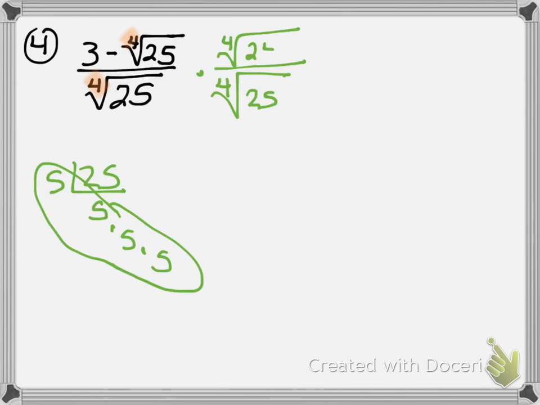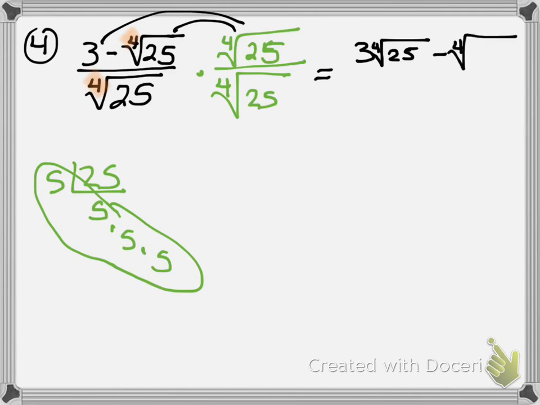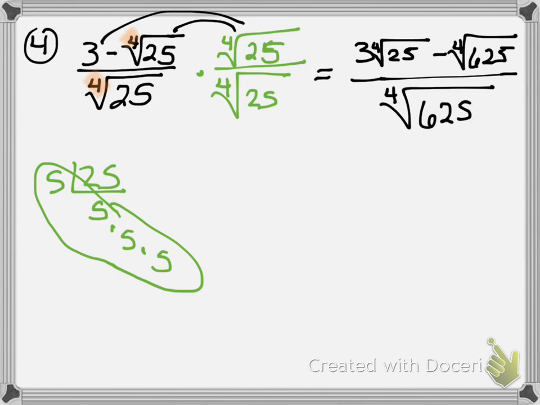Because I need 4 of those 5s. So in the numerator, I distribute 3 on the 4th root of 25 minus the 4th root of 625, divided by the 4th root of 625. 25 times 25 is 625. So I just multiplied these two numbers. That's what got this number here.